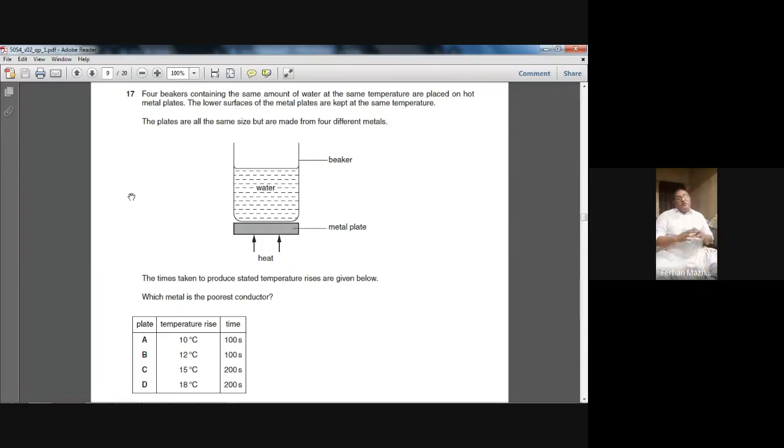Okay? So, for all the given options, you will calculate the rate of change of temperature, meaning change in temperature divided by time. For example, 10 degrees centigrade divided by 100, 12 degrees centigrade divided by 100, 15 degrees centigrade divided by 200 seconds, 18 degrees centigrade divided by 200 seconds. Divide and see which one has the lowest answer.